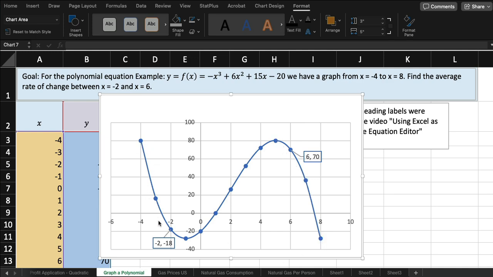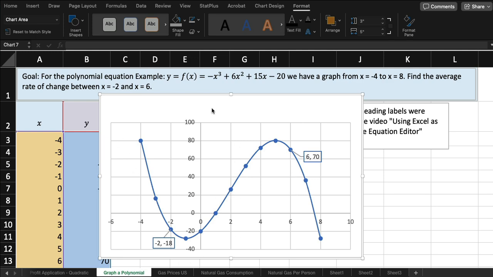So that kind of sideways S shows us that we probably have a third degree polynomial here, because it goes down, up, down. And you can see from the equation that the highest power of x is x to the third power. So that is what we call a cubic, or a third degree polynomial. All right, so that's just a little bit of background on what we have in front of us.